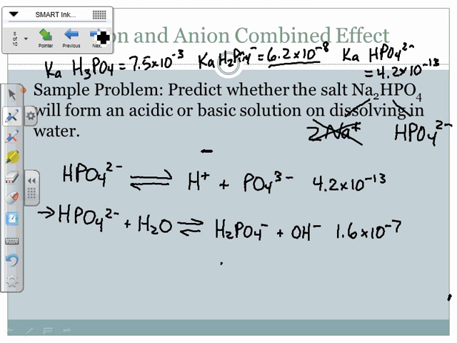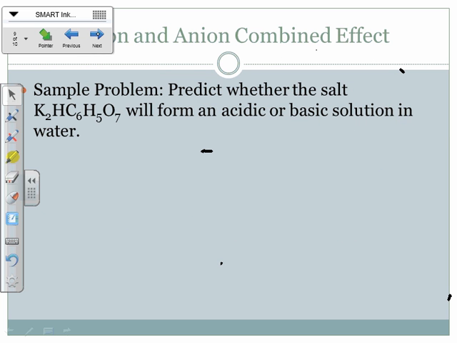Okay, and so this is going to end up being a basic solution. Okay, now, just to say this, make sure that we know here, these are both going to happen in this solution. Both of these reactions are going to occur, but the bottom one is going to occur much more often, which means that more OH- is going to be produced than H+ or H3O+. Okay. All right.